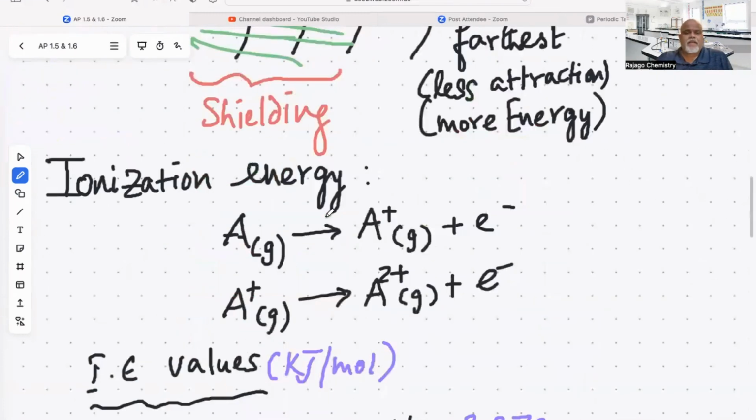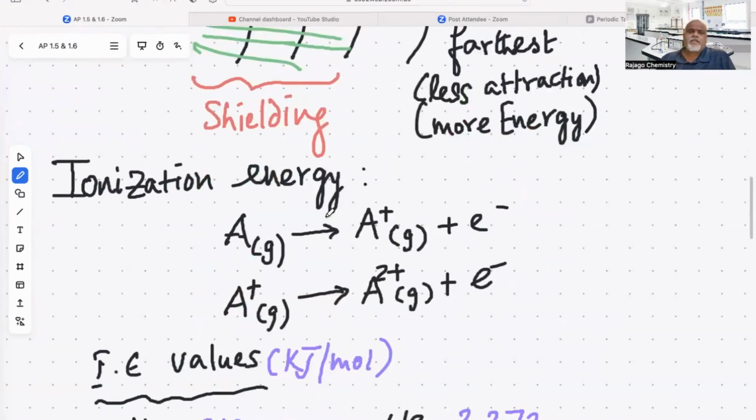What is ionization energy? Ionization energy is the energy required to remove an electron from the outermost shell of a gaseous species. You take out an electron from an atom; to do that, you first have to make it a gaseous species, and then you take out the first electron. This is called the first ionization energy. The second ionization energy means taking out the second electron from that species, so A+ becomes A2+, and then another electron comes out.